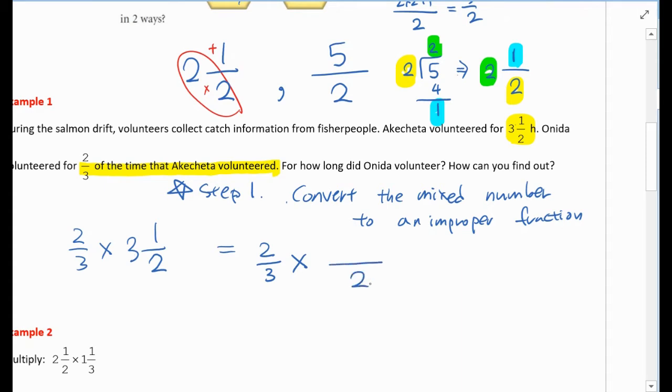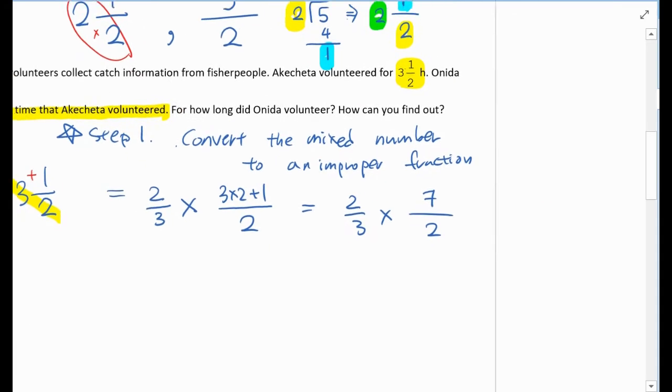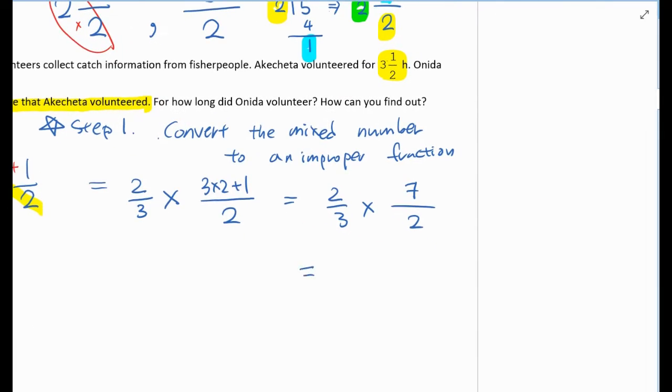Okay, everyone. What did I say? You multiply 3 times 2 and add 1. So 3 times 2 plus 1. What is it, everyone? That is 6 plus 1 is 7, right? Okay, let's multiply. And as I said, we can reduce diagonally. 2 and 2, both are divisible by 2, become 1 and 1. So 1 times 7 is 7. 3 times 1 is 3. So the answer is 7 over 3, 7/3.